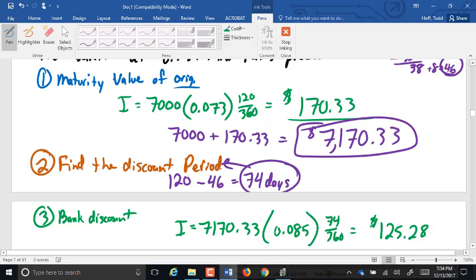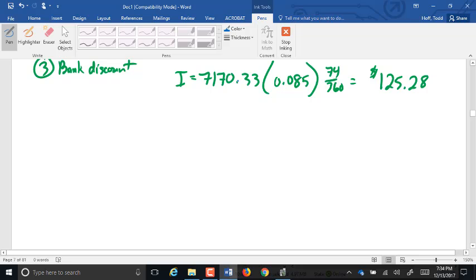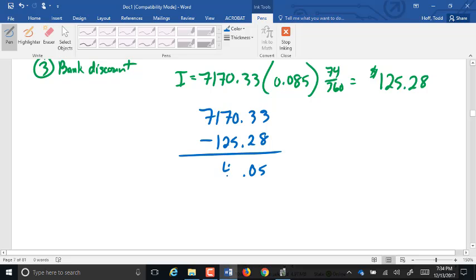That's the bank discount. So the proceeds are the maturity value minus the discount. So $7,045.05 are the proceeds.